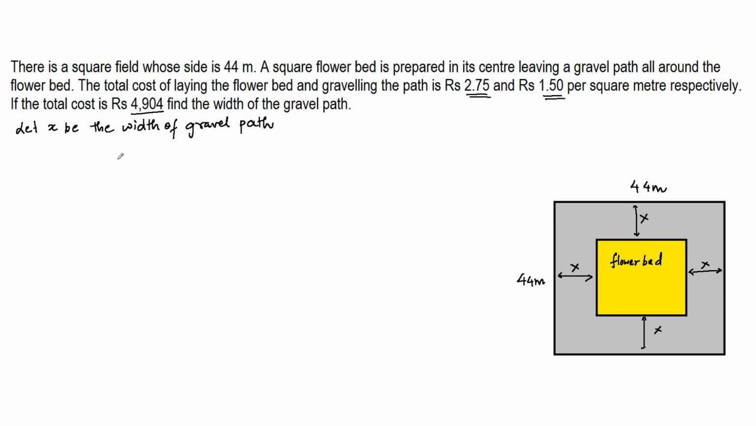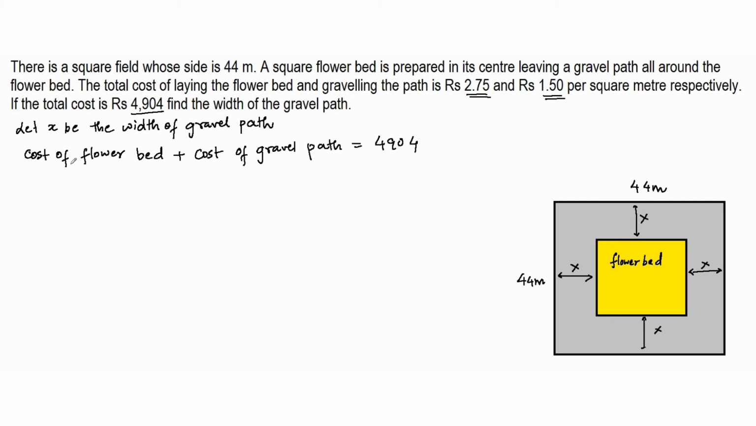So it's given that the total cost is 4,904. That means the cost of preparing the flower bed plus the cost of laying the gravel path is given by 4,904.